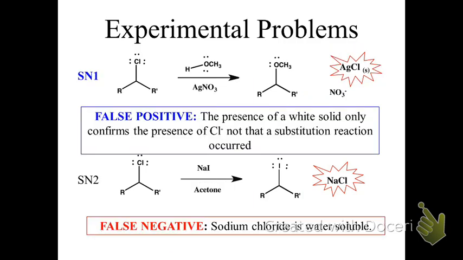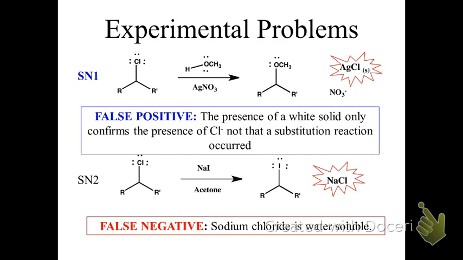A couple of issues are going to show up with this. In the SN1 reaction, we get a false positive. It does not test for the alkyl halide reaction. What it tests for is the presence of chloride ion. So if there's chloride present, the silver reacts with it and forms a solid. Where might we find chloride ion? Good call. Salt. Sodium chloride. Salt water. Our general water supply.